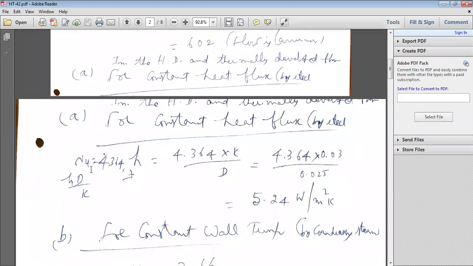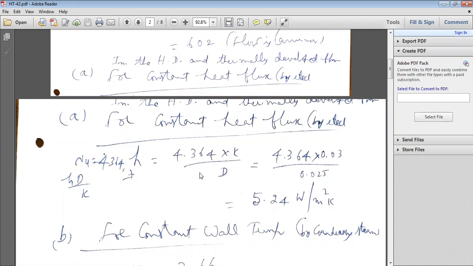For that, yesterday I gave the Nusselt number value for constant heat flux, 4.364. But how do you find the Nusselt number in pipe flow? Nusselt number is hD by k. For a flat plate, it is hL by k. For pipe flow, hD by k, where h is the heat transfer coefficient, D is the diameter of the pipe, and k is the thermal conductivity of the fluid. So from this relation, hD by k is equal to 4.364.